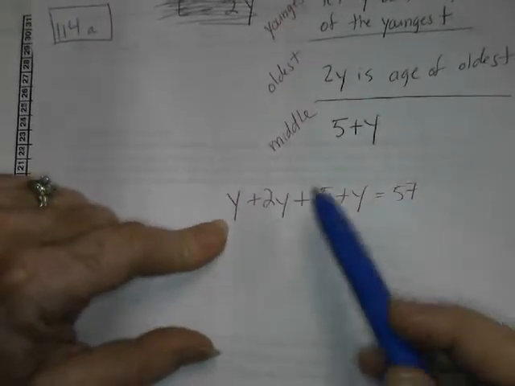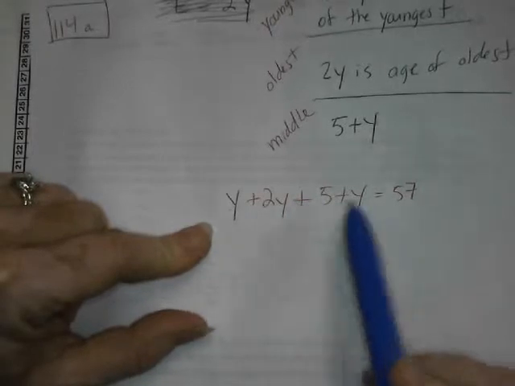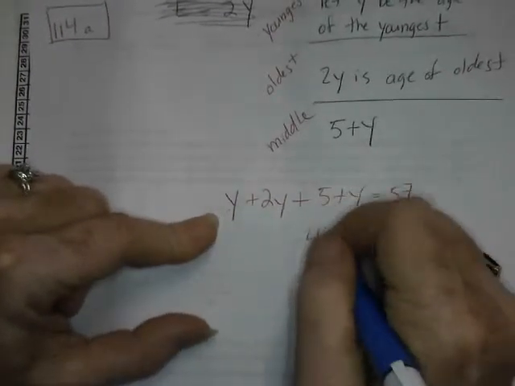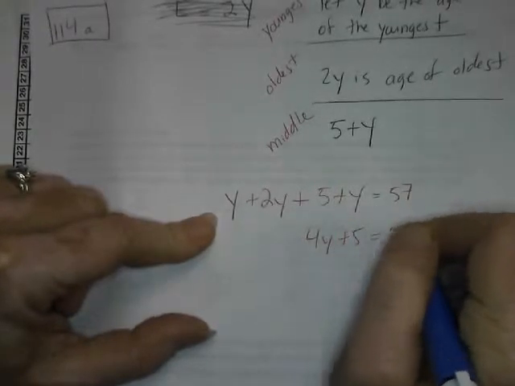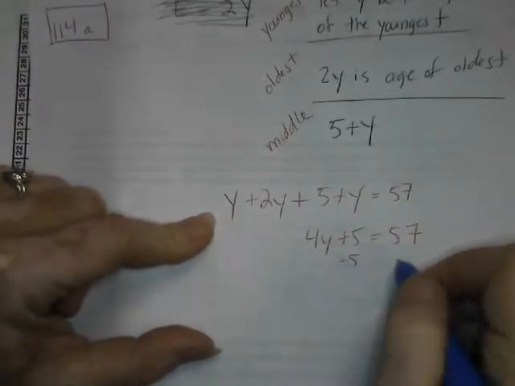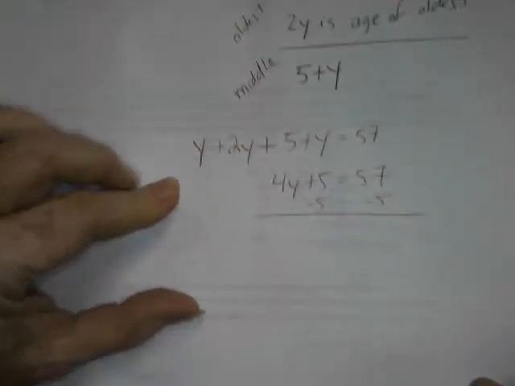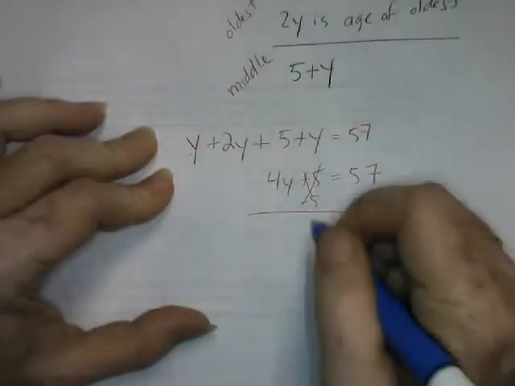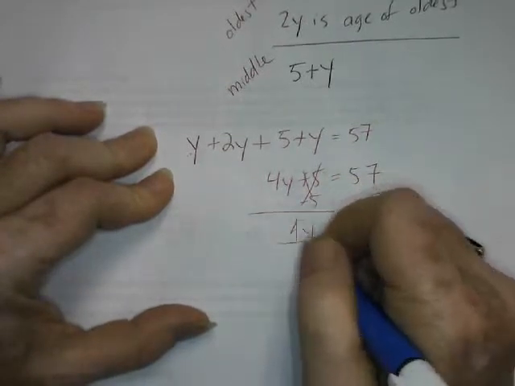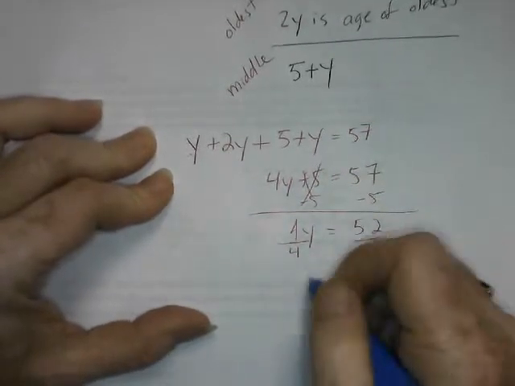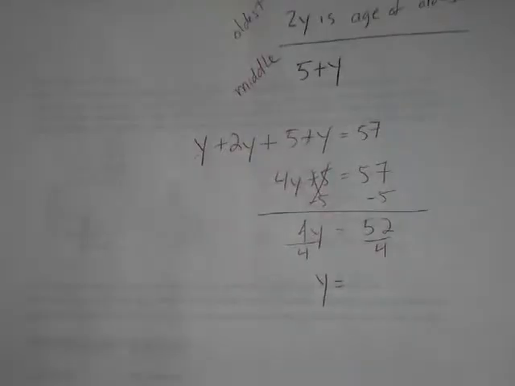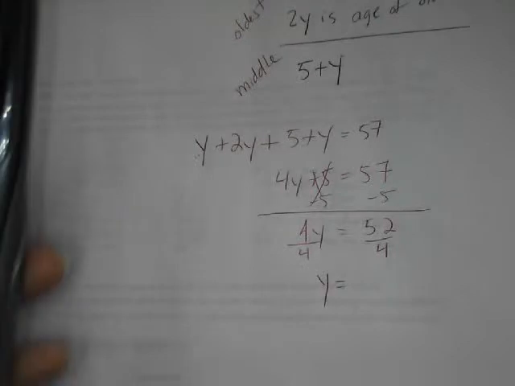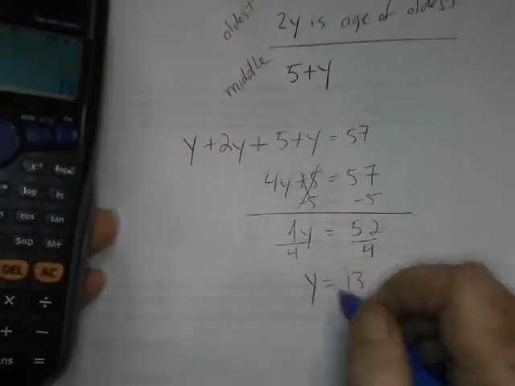Then you just finish it out with whatever algebra skills you have. You can combine all the Y's, right? Y plus 2Y, that's 3Y, plus another Y, that's 4Y. Plus 5 equals 57, and then you can minus 5 on both sides, and 57 minus 5 is 52. Then 4 goes into 52. Y equals 52 divided by 4, which is 13. So the youngest one must be 13.